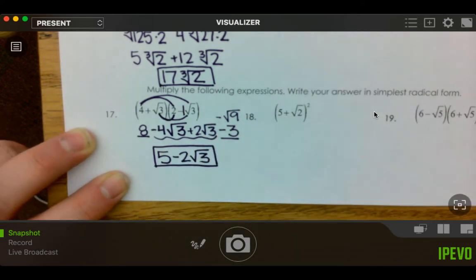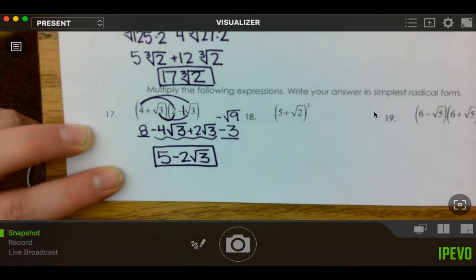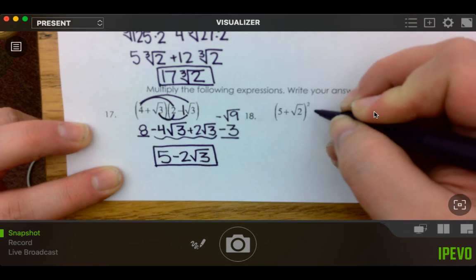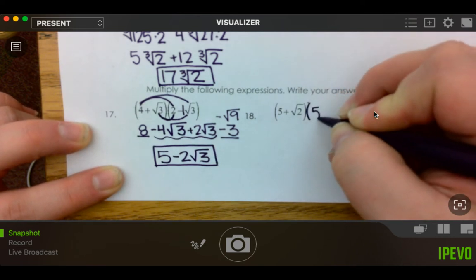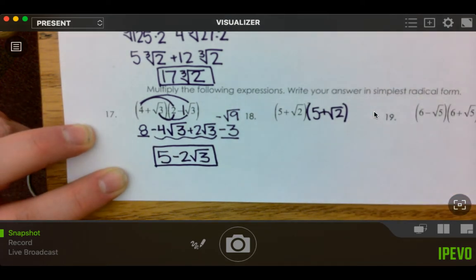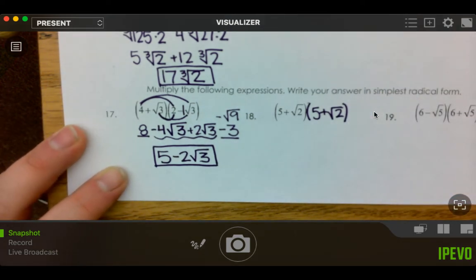And you're done. On number 18, be careful because you don't just square both of those. Instead, when you square something, you multiply it by itself. So you have to multiply this by itself. And then it works very similarly to number 17.